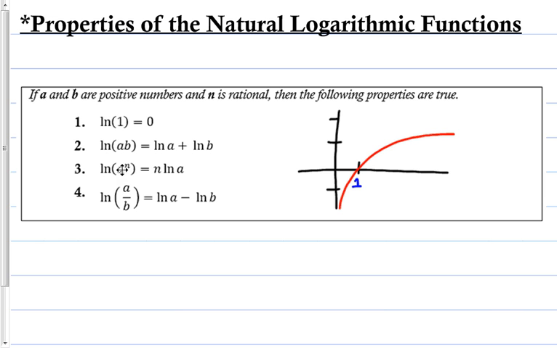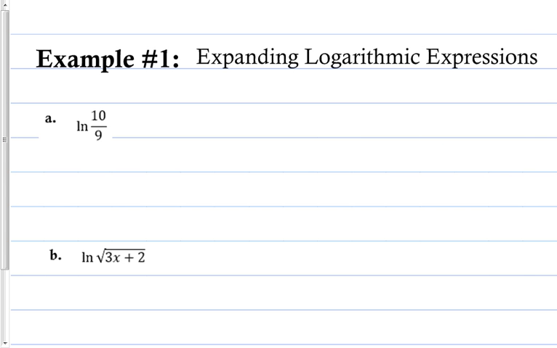If I have a natural log of something to a power, I can bring that power to the front and multiply it by the natural log of that something. If I'm dividing two things, I can turn that into subtraction. Okay, this should sound familiar. So we're going to start off by using these properties.